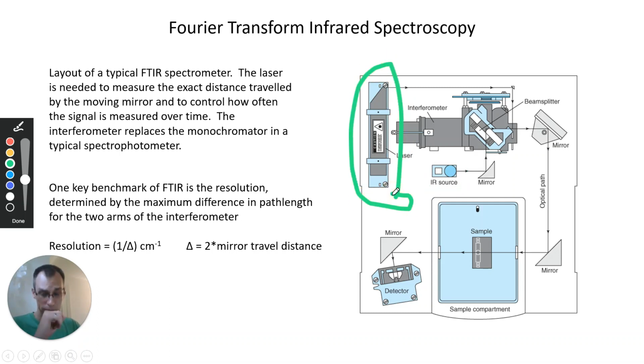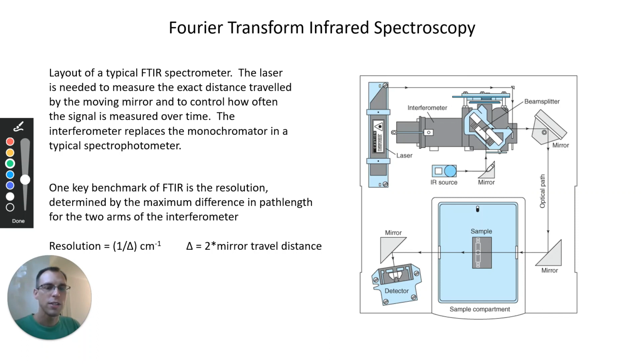or I should say all. And the laser is a necessary part of this because it allows us to measure the exact distance traveled, and also is a way to digitize. It gives the instrument a way to measure how often I need to measure the signal on the detector. And so we know the wavelength of this laser really well, which lets us calibrate all the interferograms that we have. So the laser is basically just here for the interferometer.